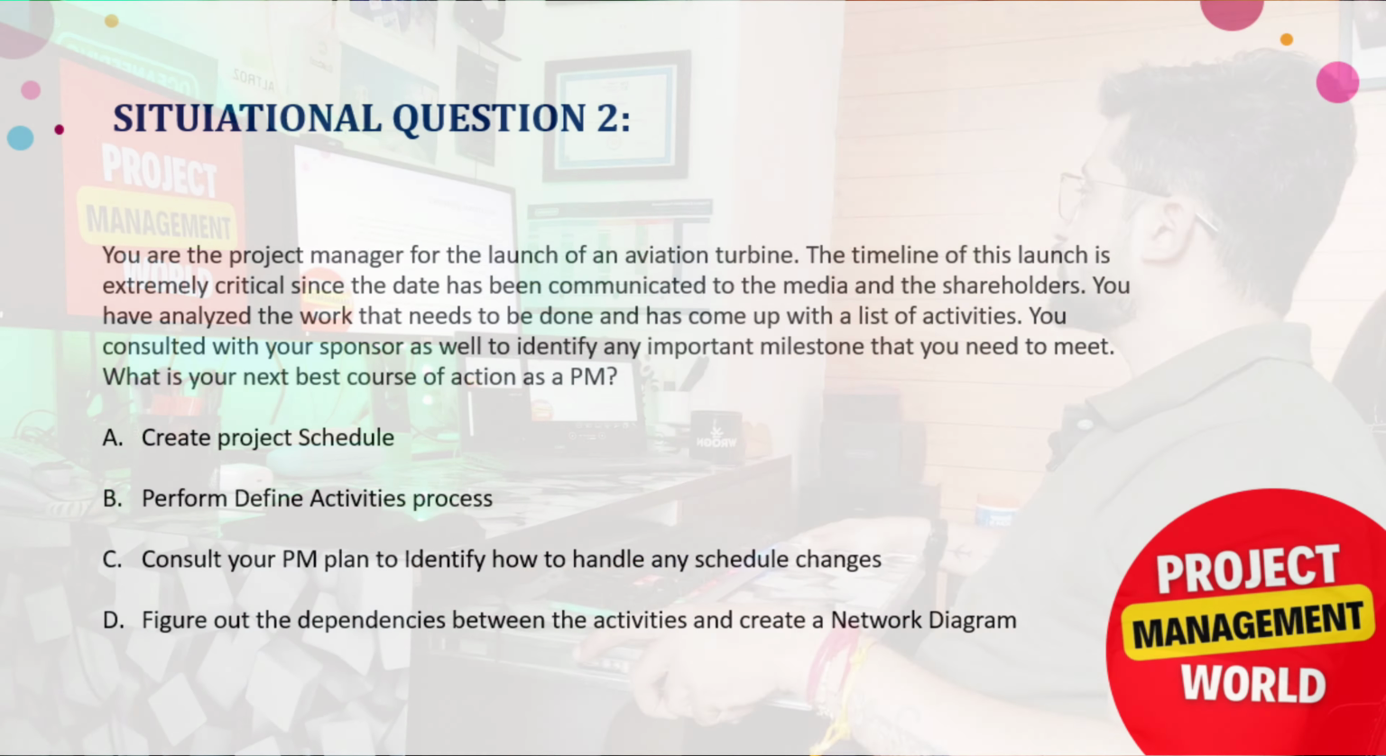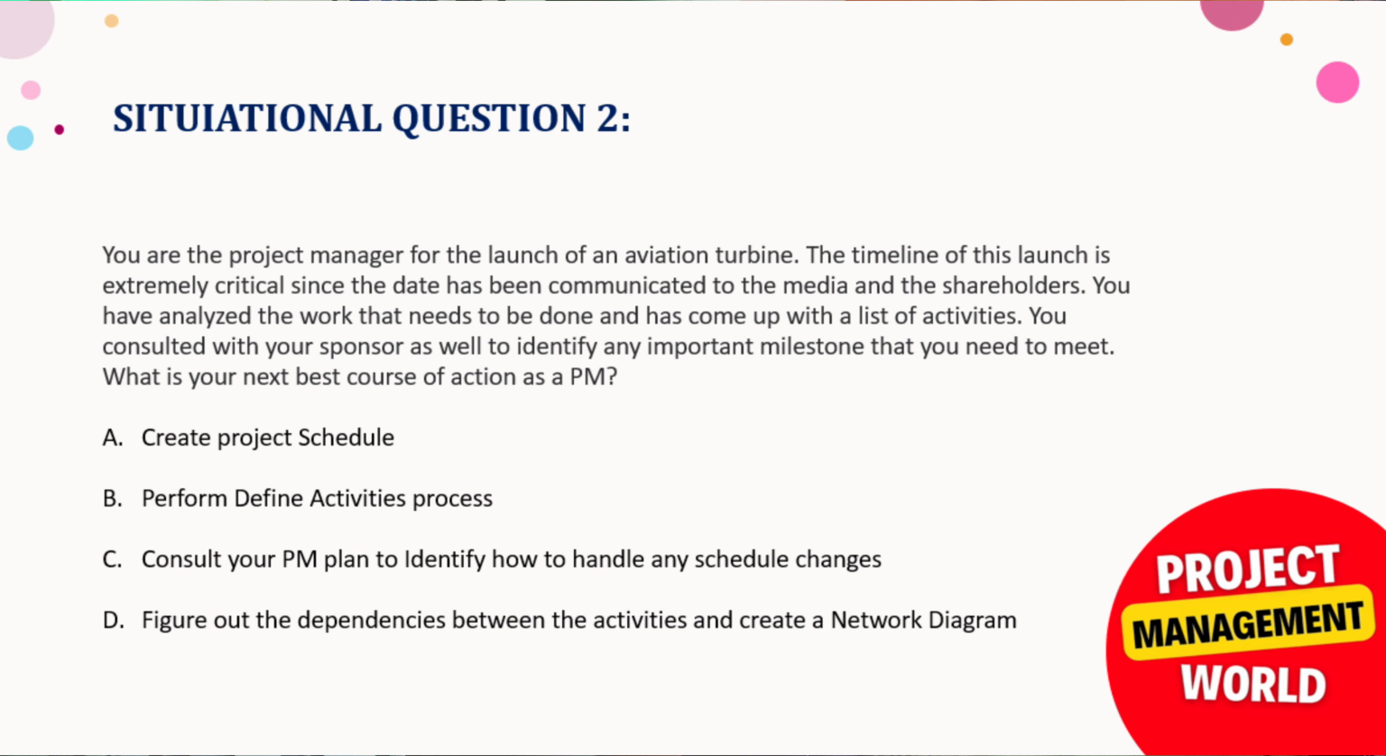So now let's jump to a category 2 question as well. We have one more example. The question is: you are a project manager for the launch of an aviation turbine. The timeline of this launch is extremely critical since the date has been communicated to the media and the shareholders. You have analyzed the work that needs to be done and have come up with a list of activities. You consulted with your sponsor as well to identify any important milestone that you need to meet. What is the next best course of action as a PM?